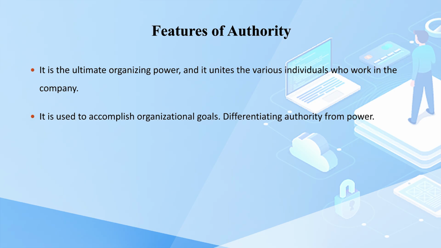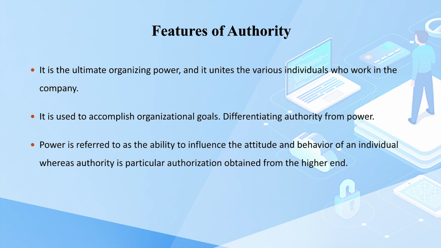So a different authority has a different power to determine what the organizational goals should be, and how this organizational goals authority will delegate their power. Power refers to the ability to influence the attitude and behavior of an individual, whereas authority is a particular authorization from the higher end. Power is the ability to influence attitude, because authority is given, and you have to see the attitude of the work.